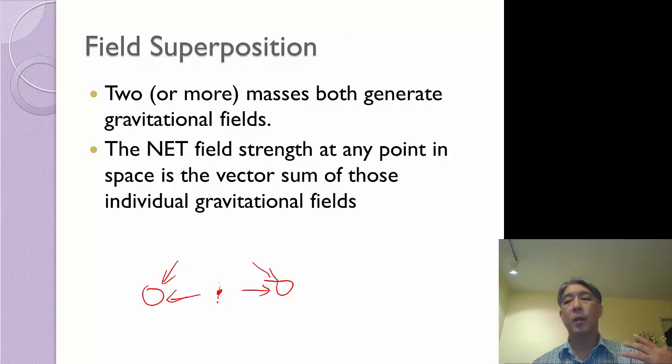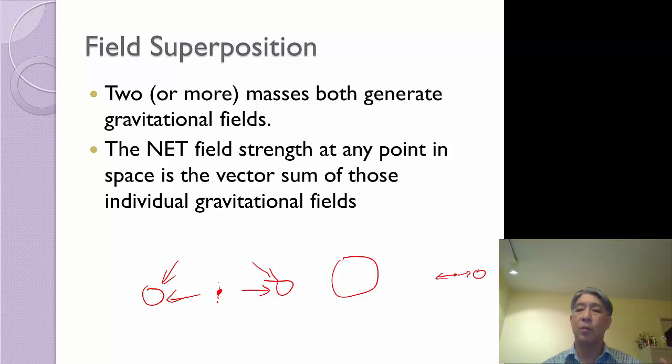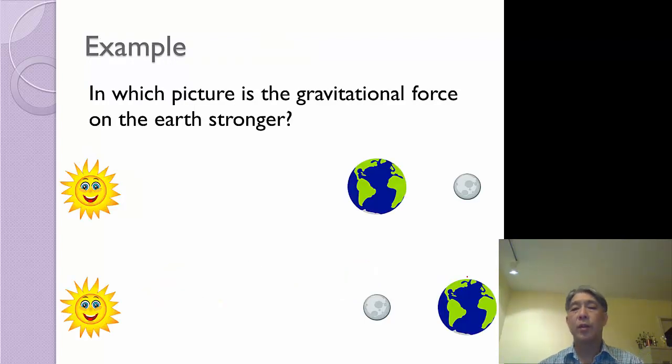Okay, for a larger object like the Earth and the Moon, if I have the Earth and then the Moon, the point where the net gravitational field is 0 is a lot closer to the smaller object, because the big Earth pulls a lot stronger than the little Moon. But somewhere right around there, they'll pull evenly, and I would find that there's a net gravitational field of 0.